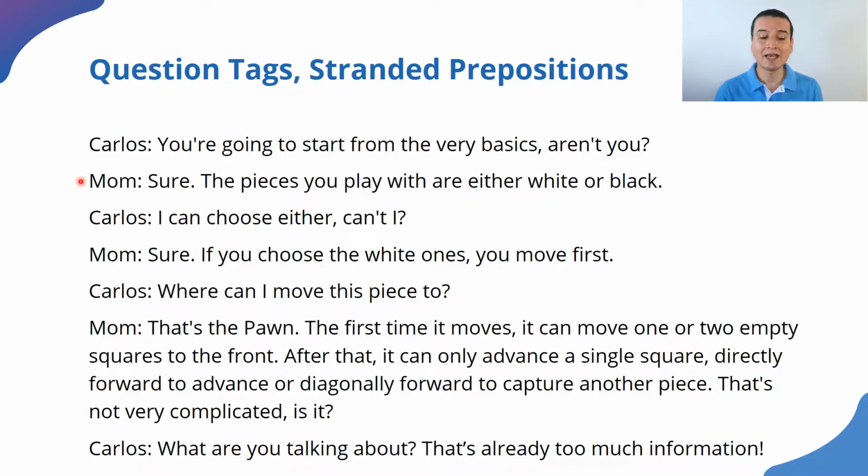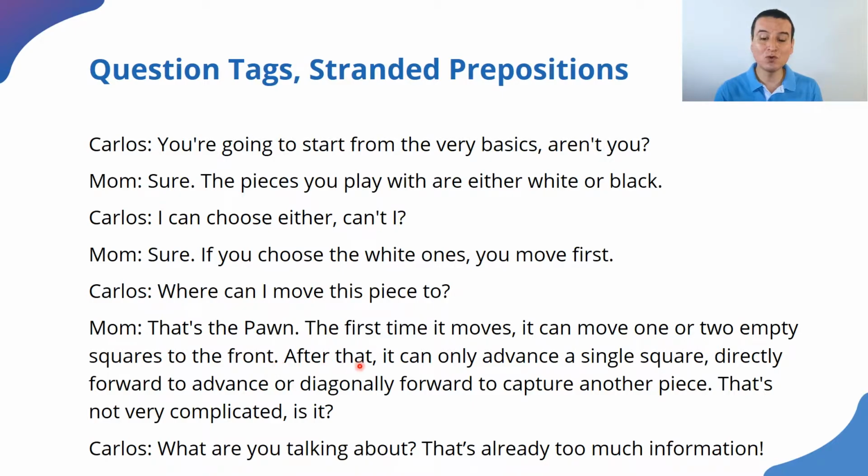Okay, Carlos says, "I can choose either." So it means the black or the white pieces. "Can't I?" And she says, "Sure. If you choose the white ones, you move first." "Where can I move this piece to?" And she says, "That's the pawn." All right, because you know the names of the pieces. That's the pawn. The first time it moves, it can move 1 or 2 empty squares to the front. Okay, 1 or 2 empty squares to the front.